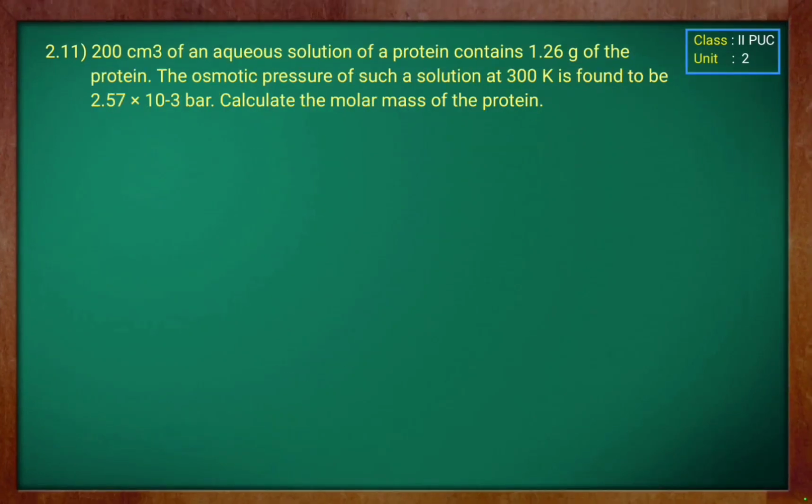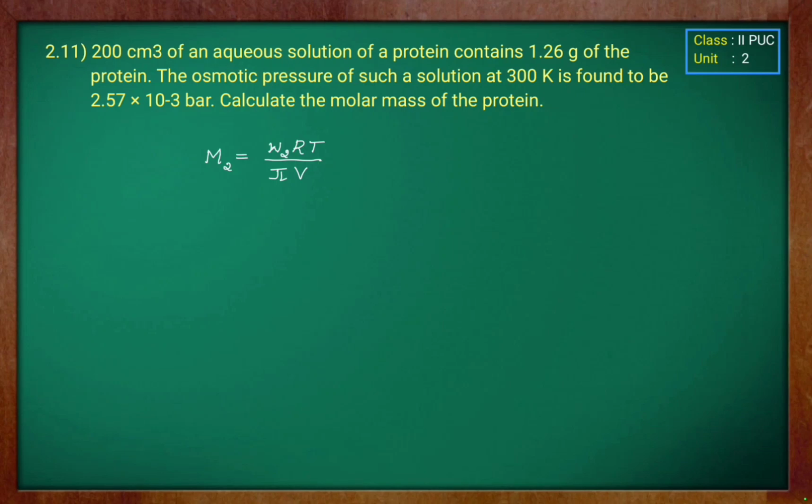Example 2.11. 200 centimeter cube of an aqueous solution of a protein contains 1.26 gram of the protein. The osmotic pressure of such a solution at 300 Kelvin is found to be 2.57 into 10 to the power minus 3 bar. Calculate the molar mass of the protein. So here we need to calculate molar mass of the protein and we are provided with osmotic pressure. We have the relation between the molar mass of the solute and osmotic pressure, that is M2 is equal to W2 into R into T divided by osmotic pressure pi into V.